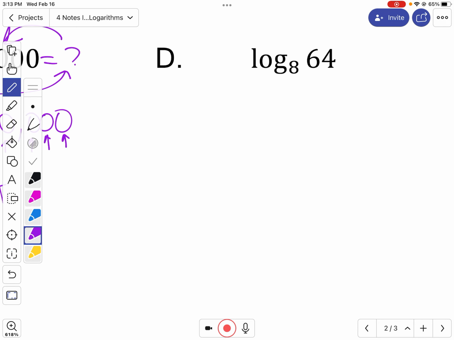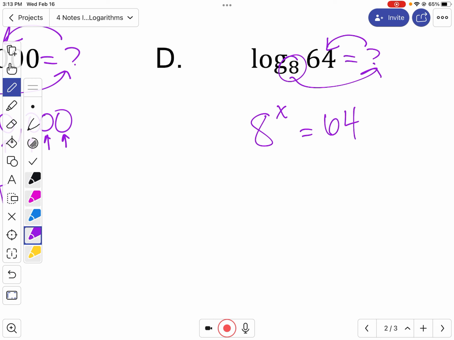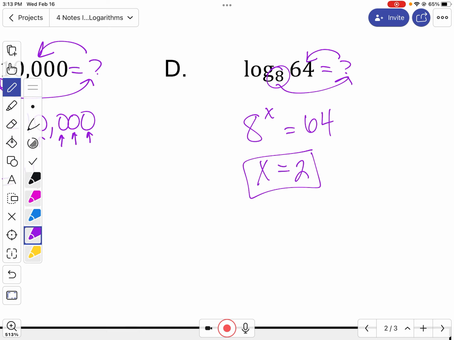Okay, next one, I have my base of 8. I'm trying to find my exponent when we evaluate a log equals 64. So 8 squared gives me 64. So x would be 2. So those are evaluating them without using a calculator.